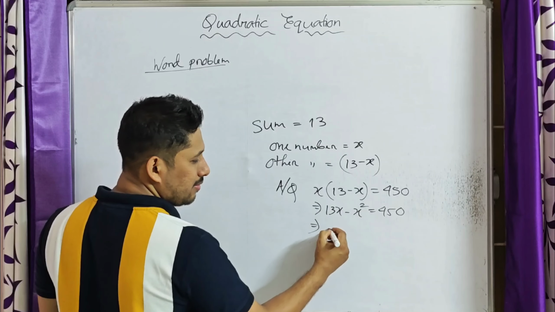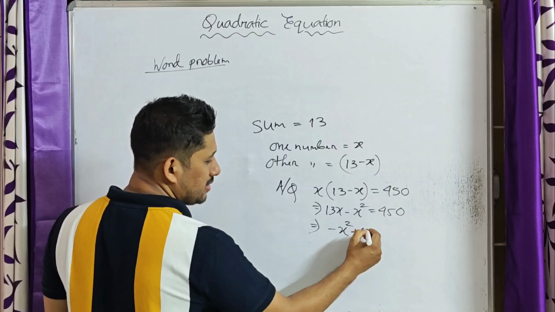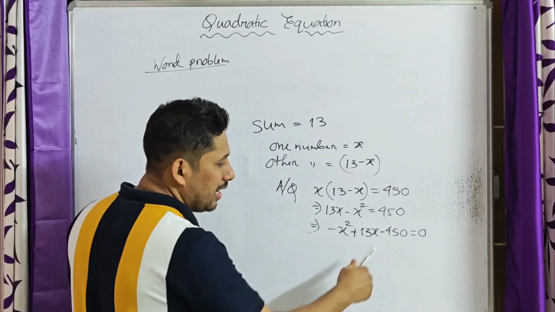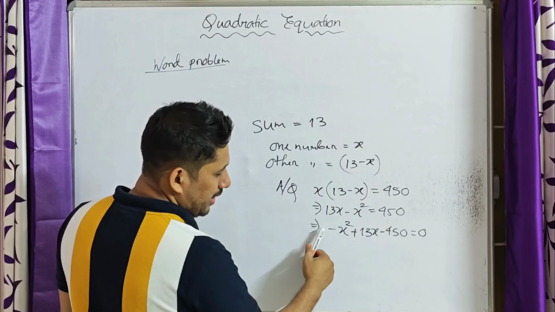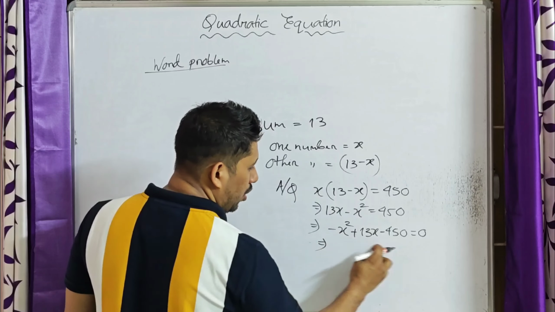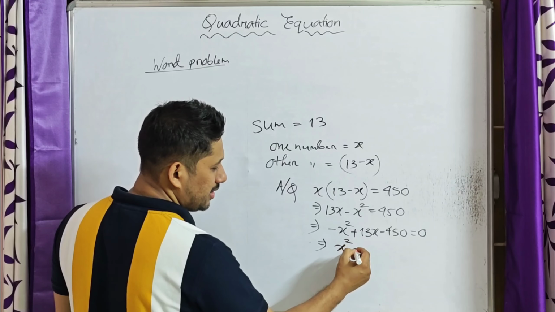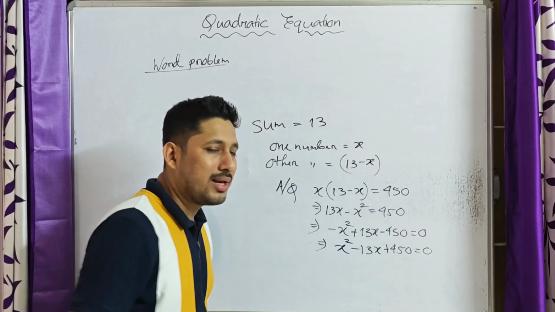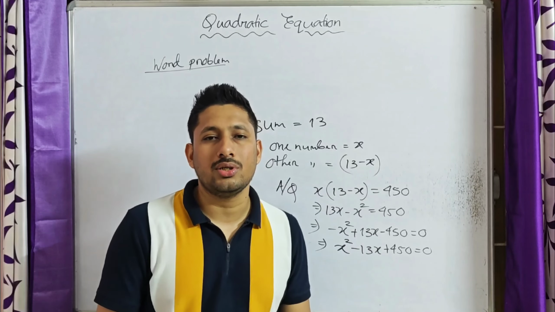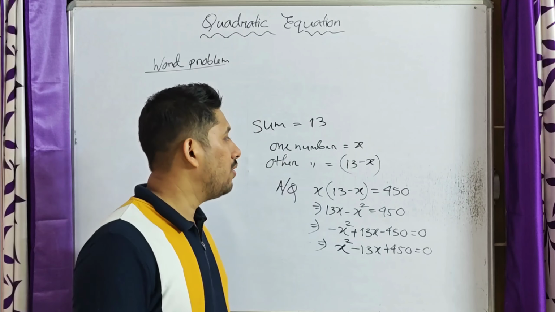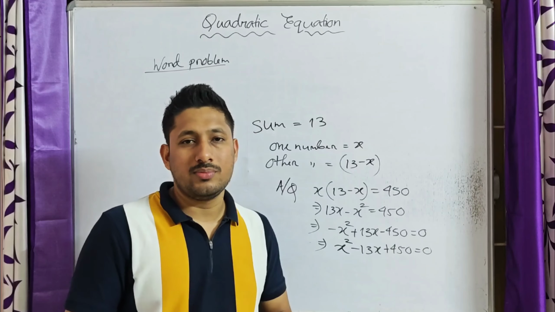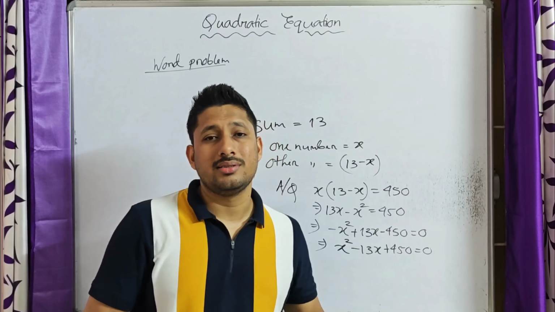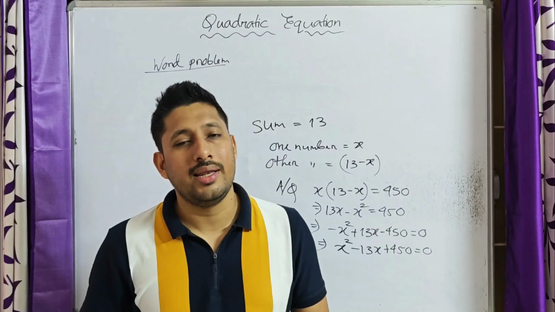So you can arrange the number minus x squared plus 13x minus 450 equals to 0 by bringing 450 to this side. And since the quadratic equation has minus in the square term, let me multiply all the numbers with minus sign. I will get plus x squared minus 13x plus 450 equals to 0. And then you can solve the equation by using either factorization or by using quadratic formula. So that's how you solve a word problem, considering one of the unknown value as x and finding the other one first, and then putting up in the second condition in an equation and then solving.